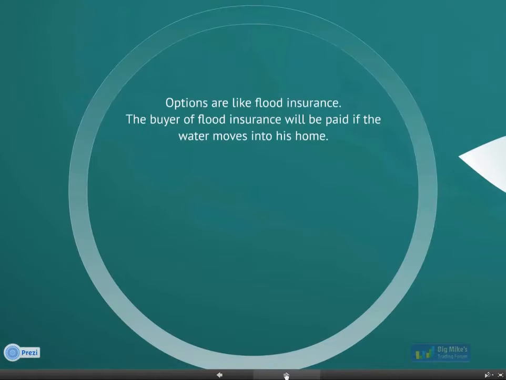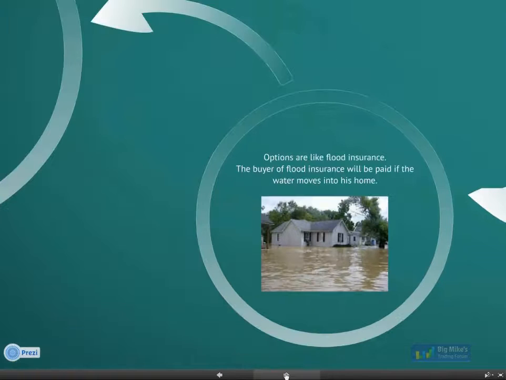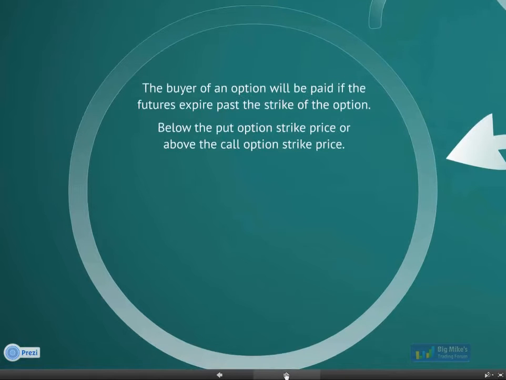Options are like flood insurance. The buyer of flood insurance will be paid if the water moves into his home, like this example here. The buyer of an option will be paid if the futures expire past the strike of the option, just like the buyer of flood insurance gets paid if his house flooded. Below the put option strike price, you get paid, or above the call option strike price, you get paid.